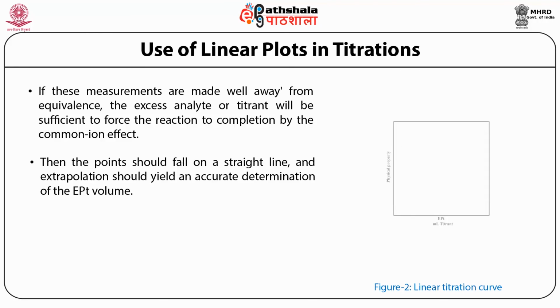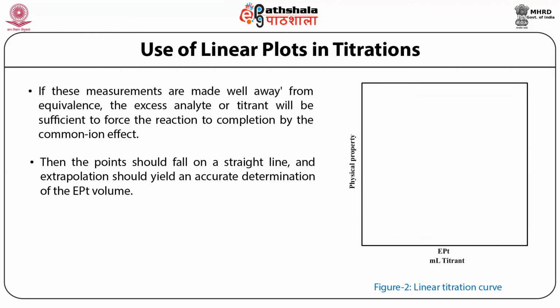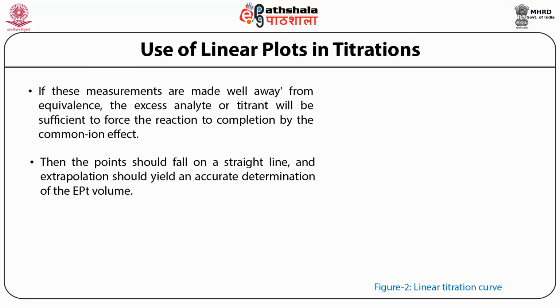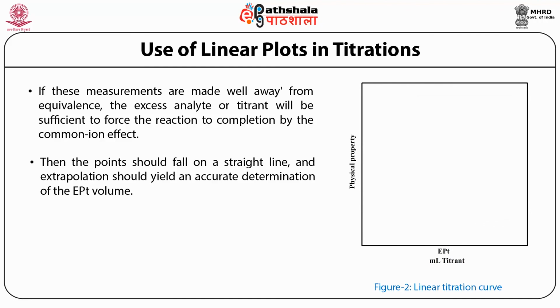Here is a figure of a linear titration curve of a strong acid or strong base. As we add the titrant, the concentration of the analyte decreases, and then as excess titrant is added, the activity of the ion increases again, and at the equivalence point, when we extrapolate the points, we will get the exact equivalence point of the reaction.